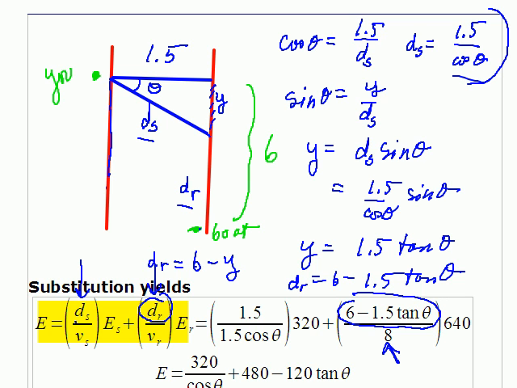Okay, and then the 320 and the 640 were from the original problem. There were numbers for those. So the number for ds was 1.5. The number for es, the rate of swimming energy, was 320, er 640, and the speed at which you run is 8. Okay, so everything's accounted for. Do some arithmetic, and you get E equals 320 over cosine theta plus 480 minus 120 tangent theta. You have energy in terms of the angle here. As this angle changes, the whole problem changes. The whole problem hinges on that angle.